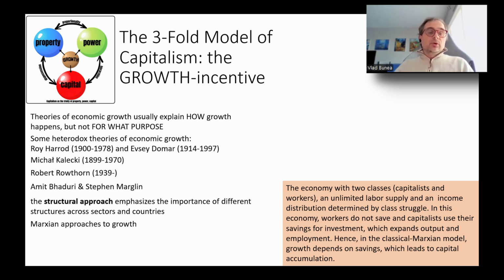The Marxian approach to growth sees the economy as two classes, the capitalists and the workers, with an unlimited labor supply and an income distribution determined by class struggle, the fight between the two classes. In this economy, workers do not save, and capitalists use their savings for investment, which expands output and employment. Hence, in the classical Marxian model, growth depends on savings, which leads to capital accumulation. So only when you have extra money, you can have capital accumulation. This is the Marxian approach.